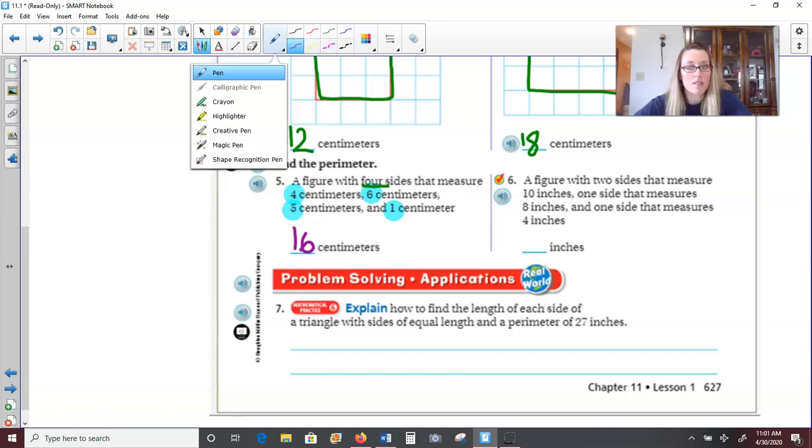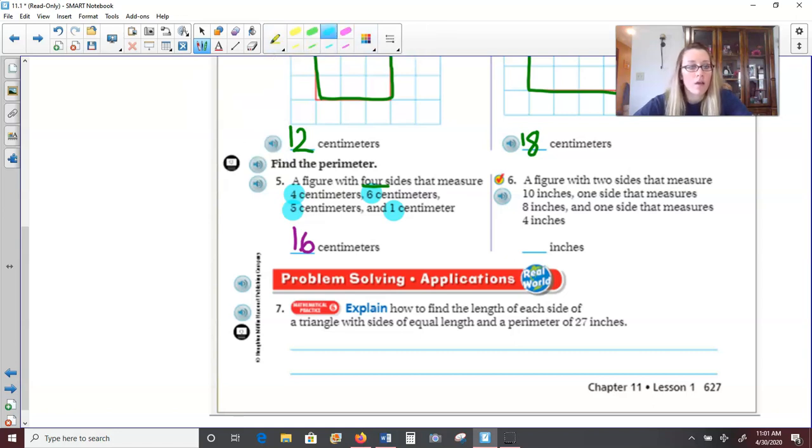On number 6, it says a figure with 2 sides that measures 10 inches. So 2 sides are 10 inches. And then one side measures 8 inches and one side measures 4 inches. We need to find the perimeter of this. So don't be tricked here. 2 sides measure 10. So that's 10 plus another 10. And then one side measures 8 and one side measures 4.